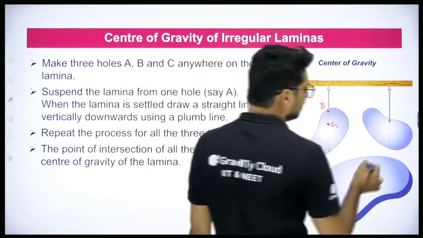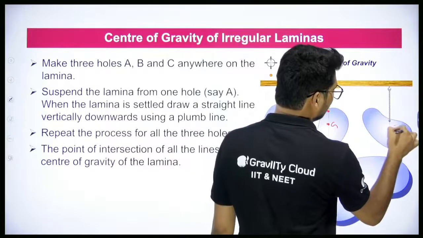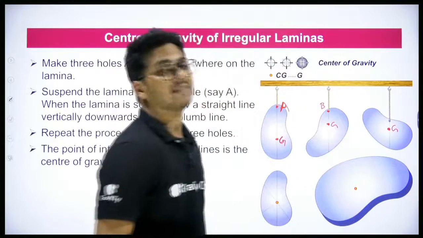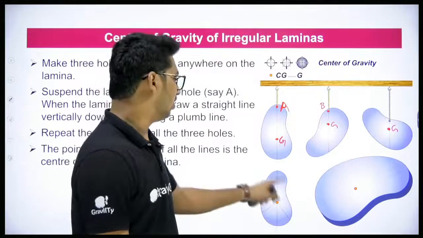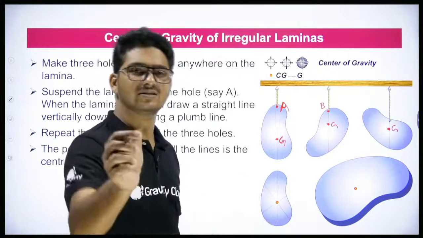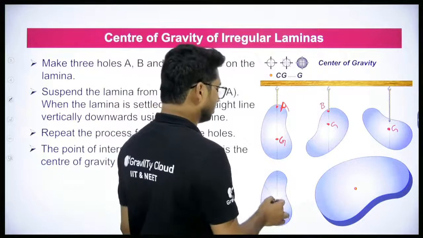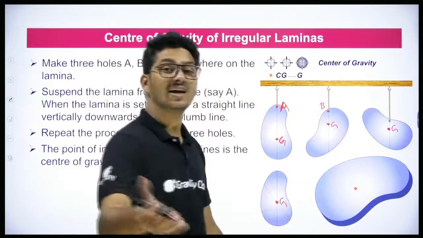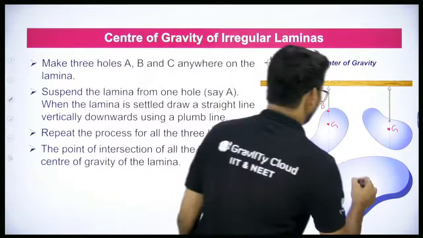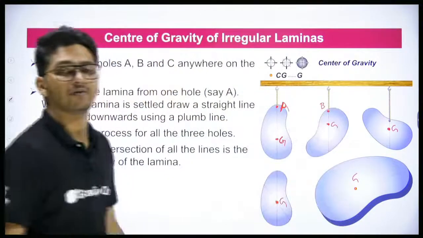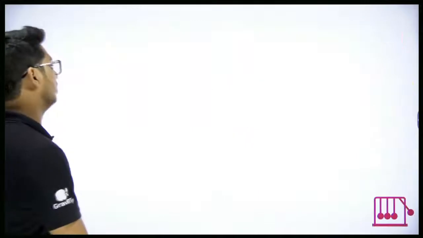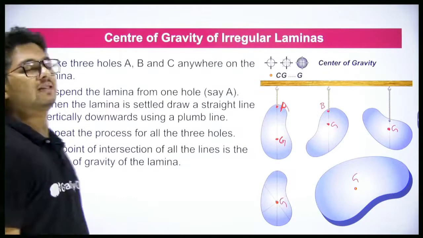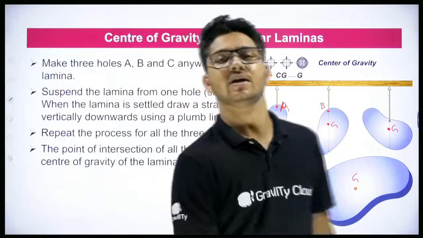The center of gravity will be on that line. And there cannot be multiple centers of gravity, only one. So for all the 3 lines, there should be only one center of gravity. That means it is possible only where they meet, and hence that's where the center of gravity is found. Is that clear? Good. That's how you find the center of gravity of an irregular lamina.